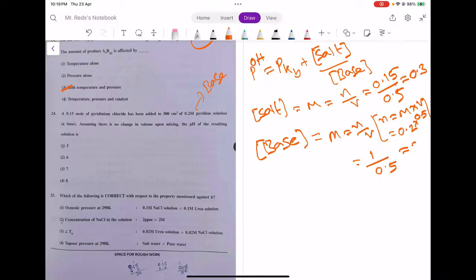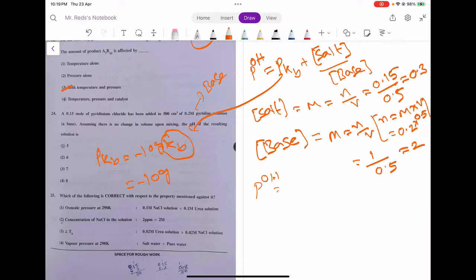This is 2. So now pOH is equal to here pKb of pyridine. Pyridine is the base. pKb is equal to minus log Kb. Actually students, the Kb value has to be given. Kb value was not given in the question. That is here minus log Kb value.